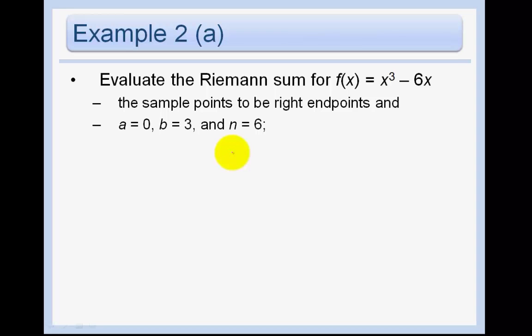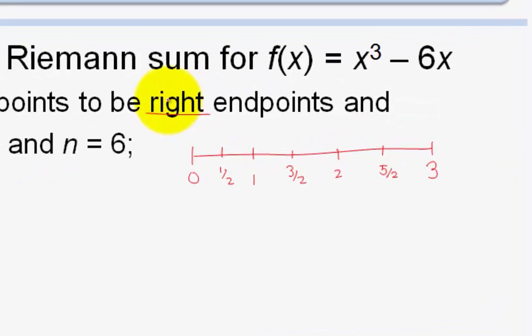So we want to use right endpoints, and we want to go from 0 to 3, and we want 6 rectangles. So we're going from 0 to 3, and we want 6 rectangles. So delta x is going to be 1/2. So 1/2, 1, 3/2, 2, 5/2. And we wanted right endpoints.